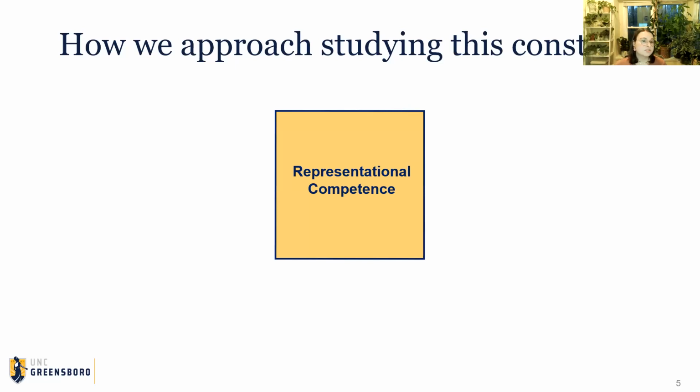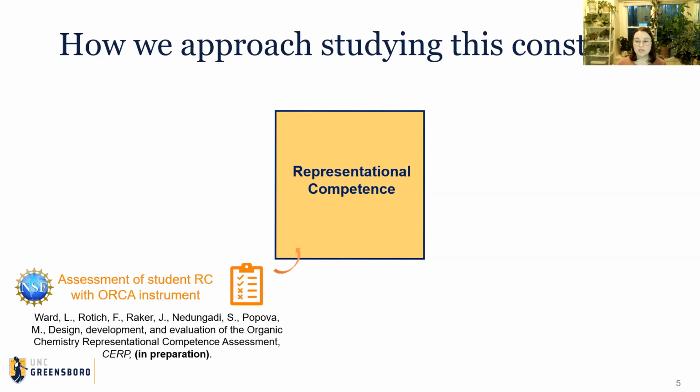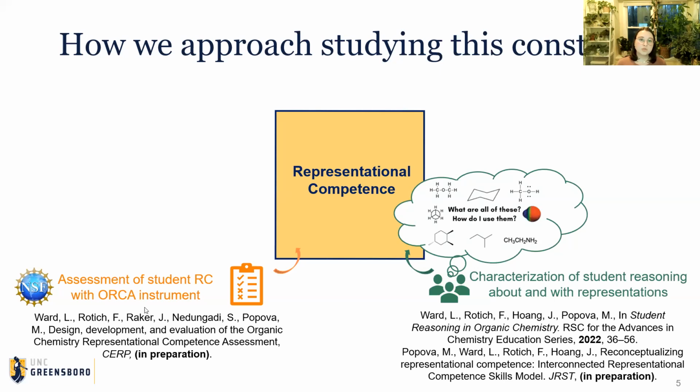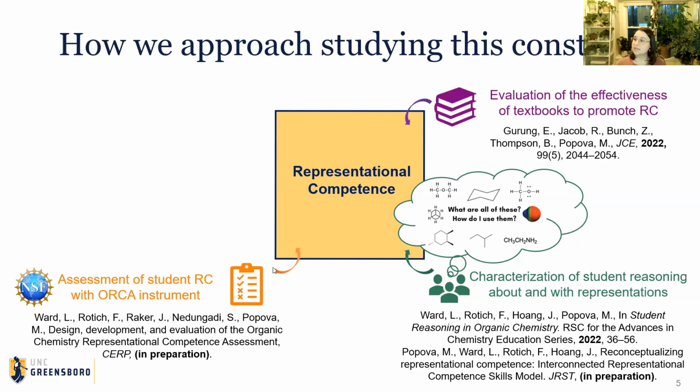And so in our research group, we are approaching this construct from many different directions. So we've designed a variety of studies. We are developing an assessment instrument to measure representational competence skills, and we have an NSF grant to do this work. We've designed multiple studies in which we are using interviews and eye tracking to characterize student reasoning with representations. We are also looking at textbooks and the effectiveness of textbooks for supporting student representational competence skills.